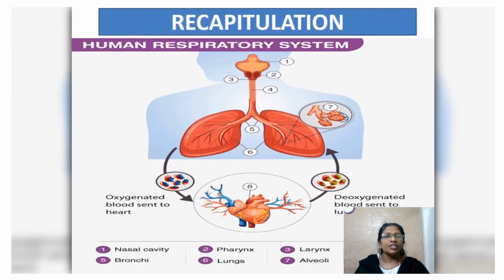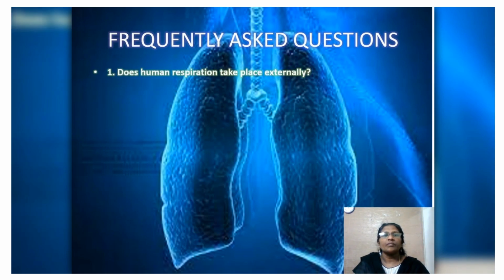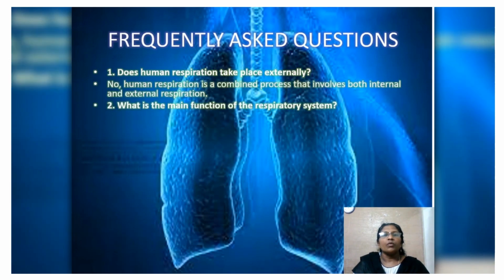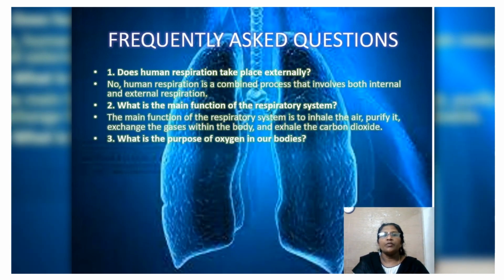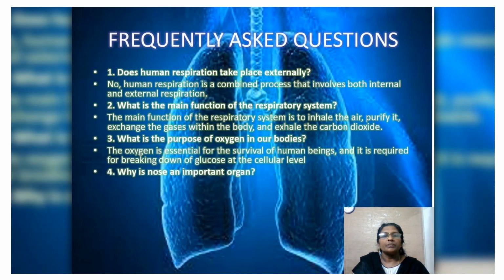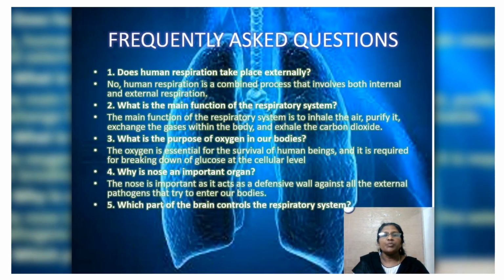Recapitulation. In this session, we can place the picture and ask the students to name the different parts. We will ask questions based on the respiratory system. Does human respiration take place externally? What is the main function of the respiratory system? What is the purpose of oxygen in our bodies? Why is the nose an important organ? Which part of the brain controls the respiratory system?